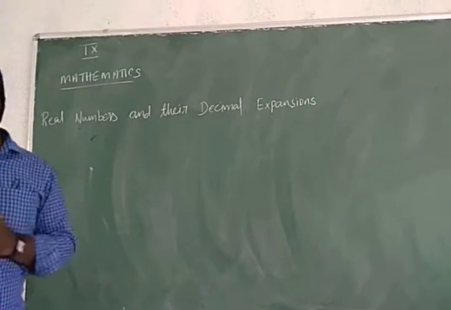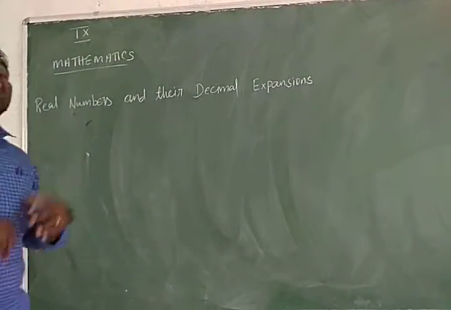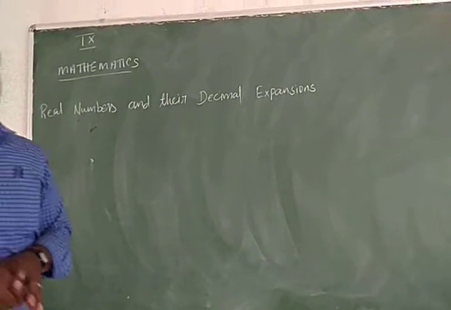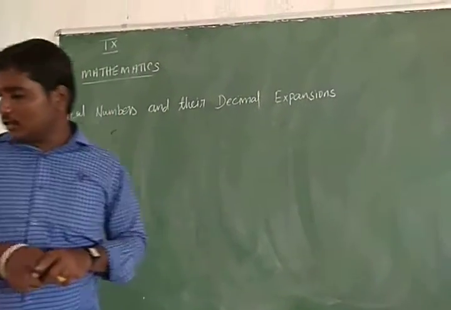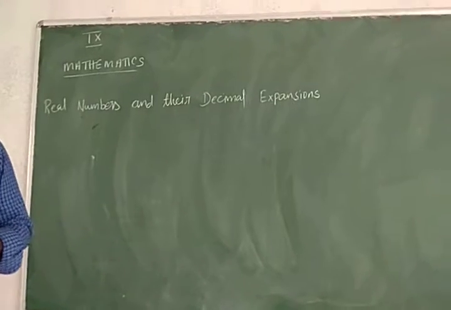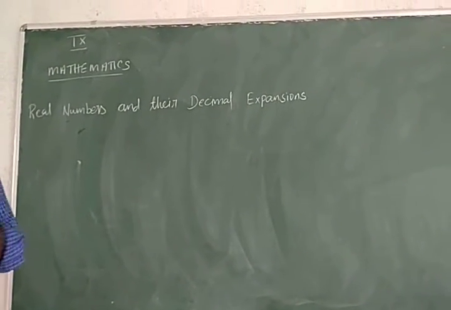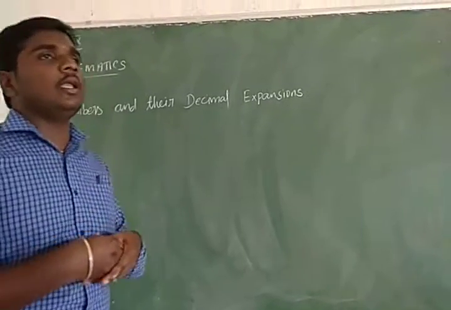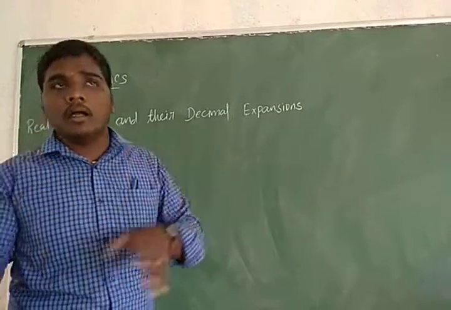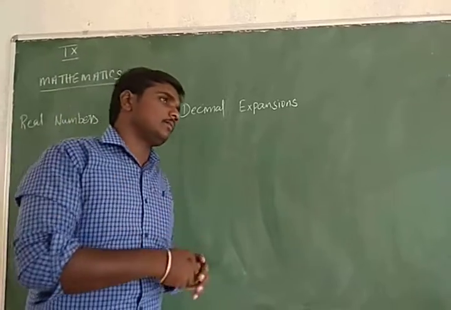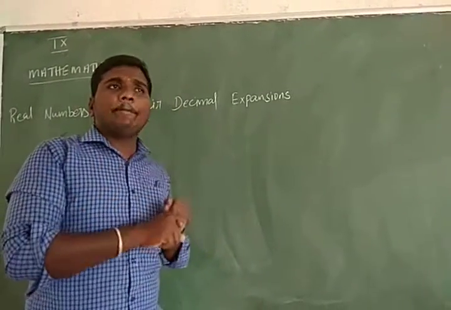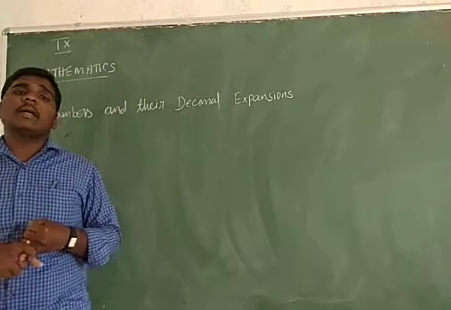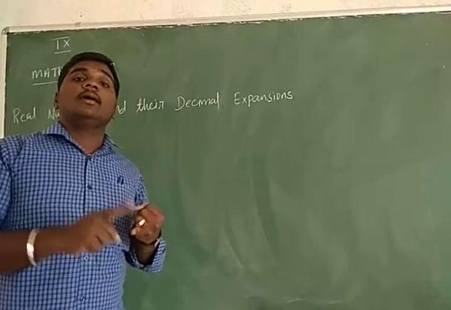We are going to study rational and irrational numbers from different points of view. I will explain. Terminating, non-terminating repeating, non-terminating non-repeating. Rational number, decimal expansion.